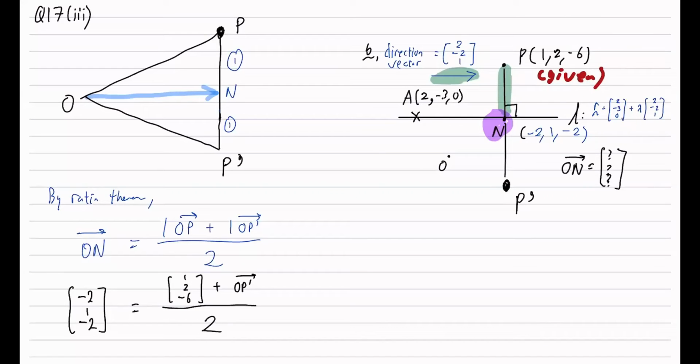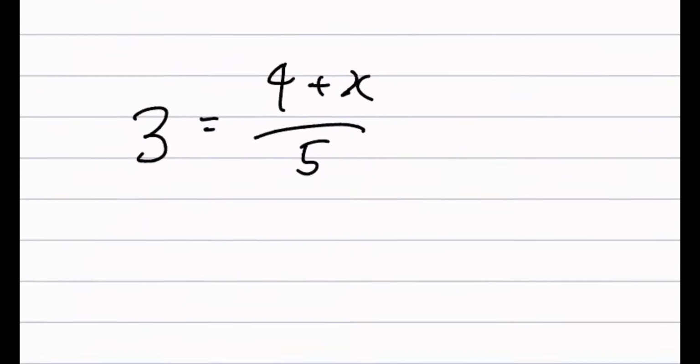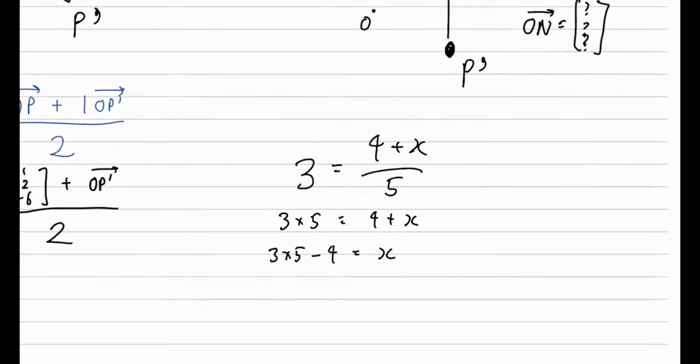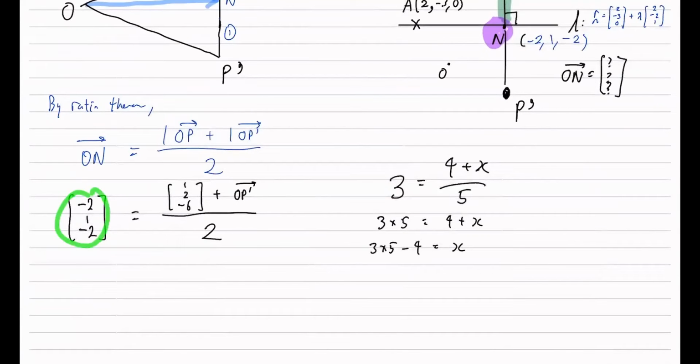Okay, good. Then you can solve for OP prime, right? It's a bit like, for example, 3 equals 4 plus x over 5. How to solve for x? You must times 5, then bring the 4 over, so it becomes -4. Exactly. You get the idea. Here the 3, 4, 5 is like your vector, and your x is like your OP prime. So it's the same thing. Can you understand? Okay, so that's what we're going to do.